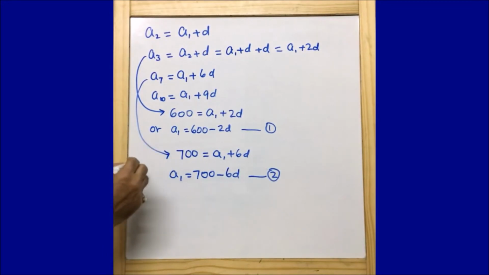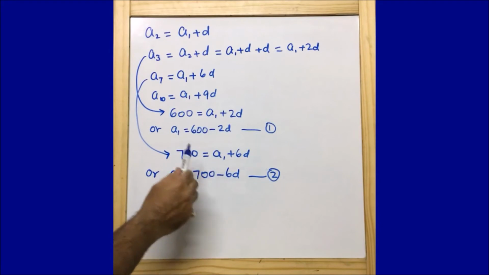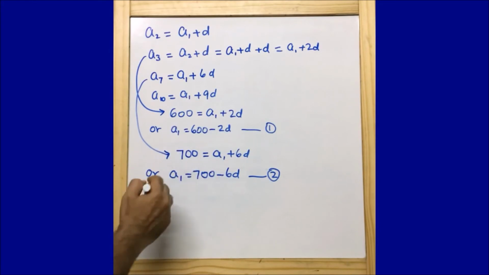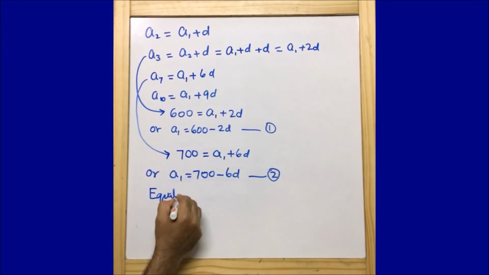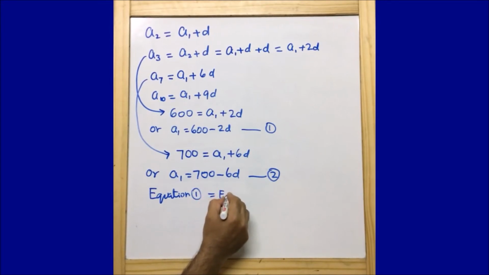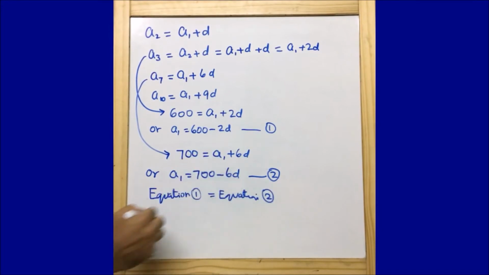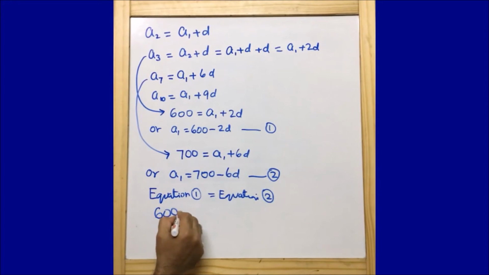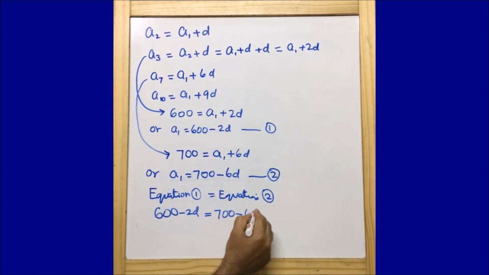So from this we could see that we got two values for a1. A1 is this much and the second one is this much. That means both the values will be same. So equation 1 is equal to equation 2. And now replacing the values of equation 1 and equation 2, here what I am getting, 600 minus 2d is equal to 700 minus 6d.